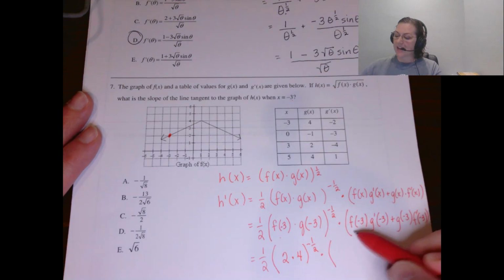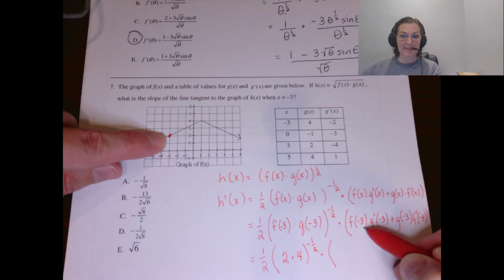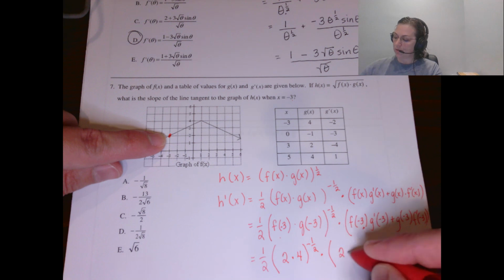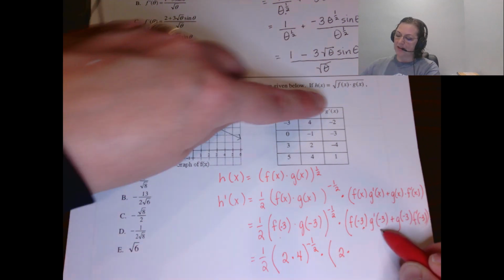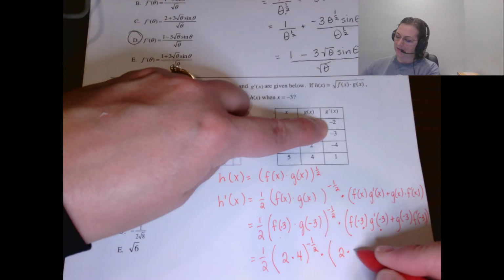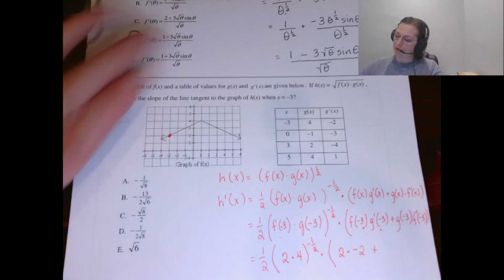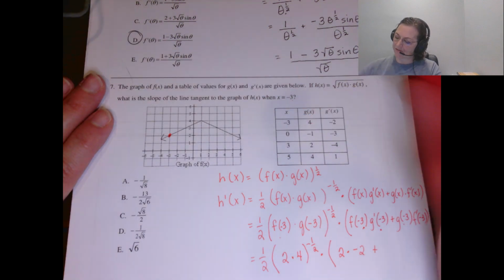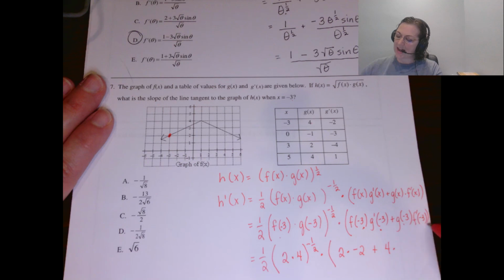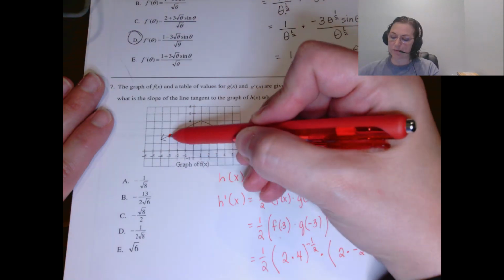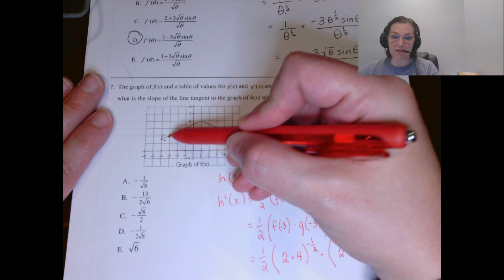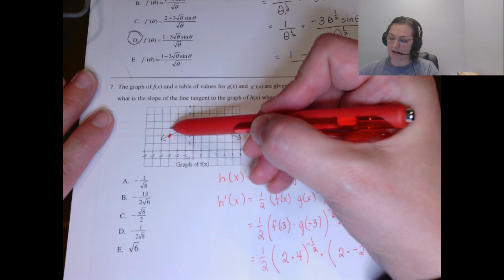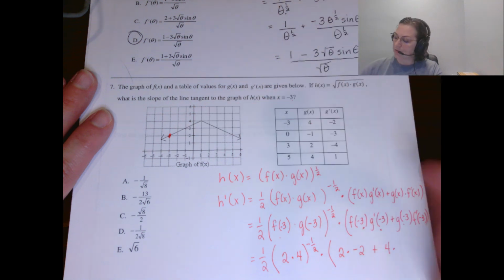Okay, then I've got f of -3. We did that. That's the y value. That's 2 times g prime of -3, which is -2, plus g of -3 is 4, and f prime of -3. So go to your graph. At -3, we want the slope. So you're going to calculate rise over run. Looks like it goes up 1 over 2. So that's a half.